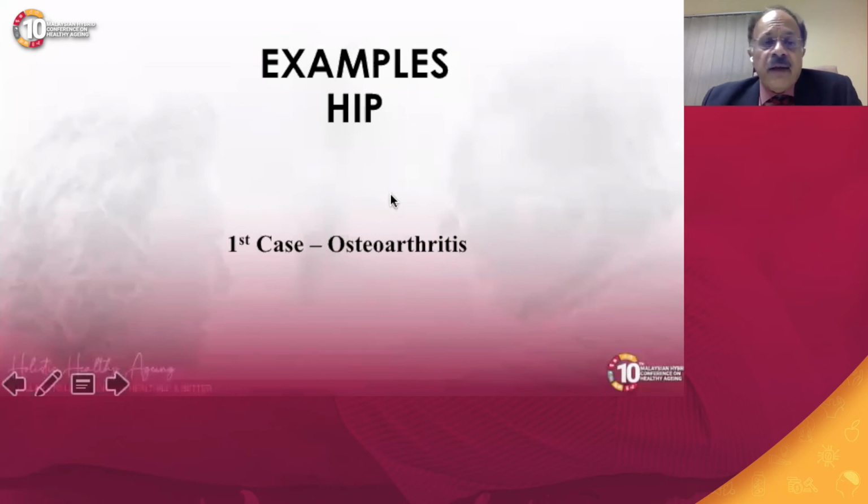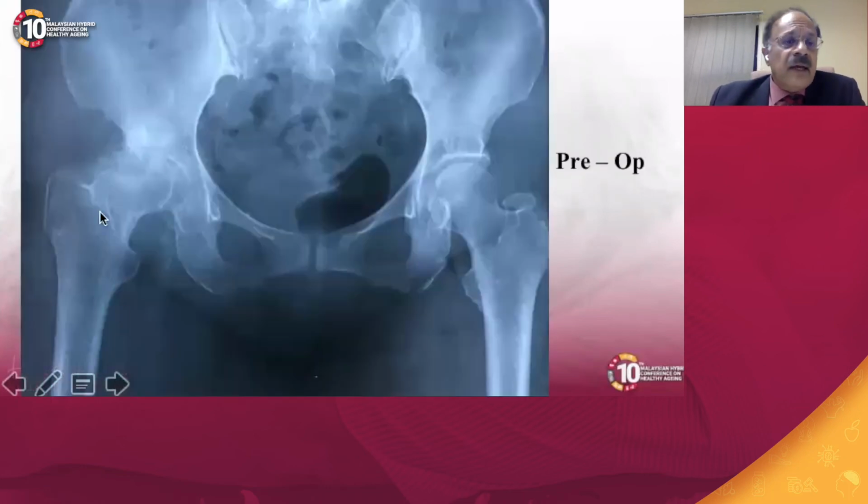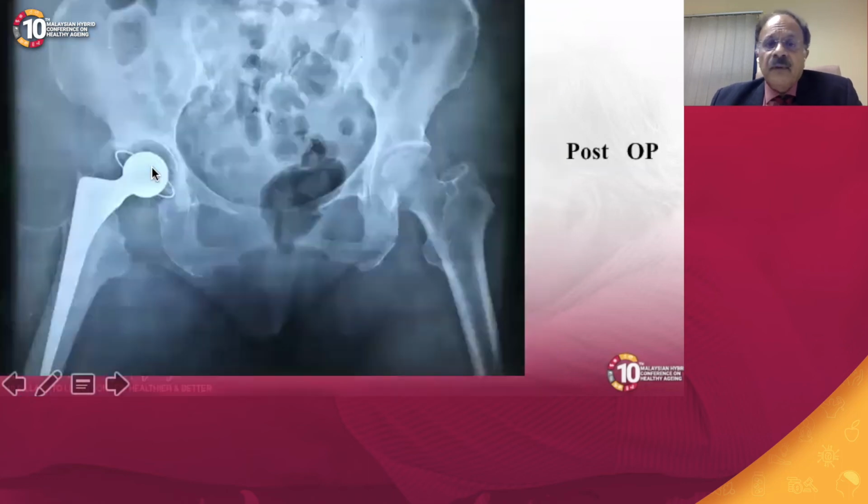First, a case of osteoarthritis. Right, you can see out here the hip joint. This is a fairly normal hip. On the right side, you can see how narrow the joint space has become with sclerosis and a deformed head. That hip was replaced. That's what it looks like after replacement. You've got a cup inside, a head, and a stem which has been cemented inside.